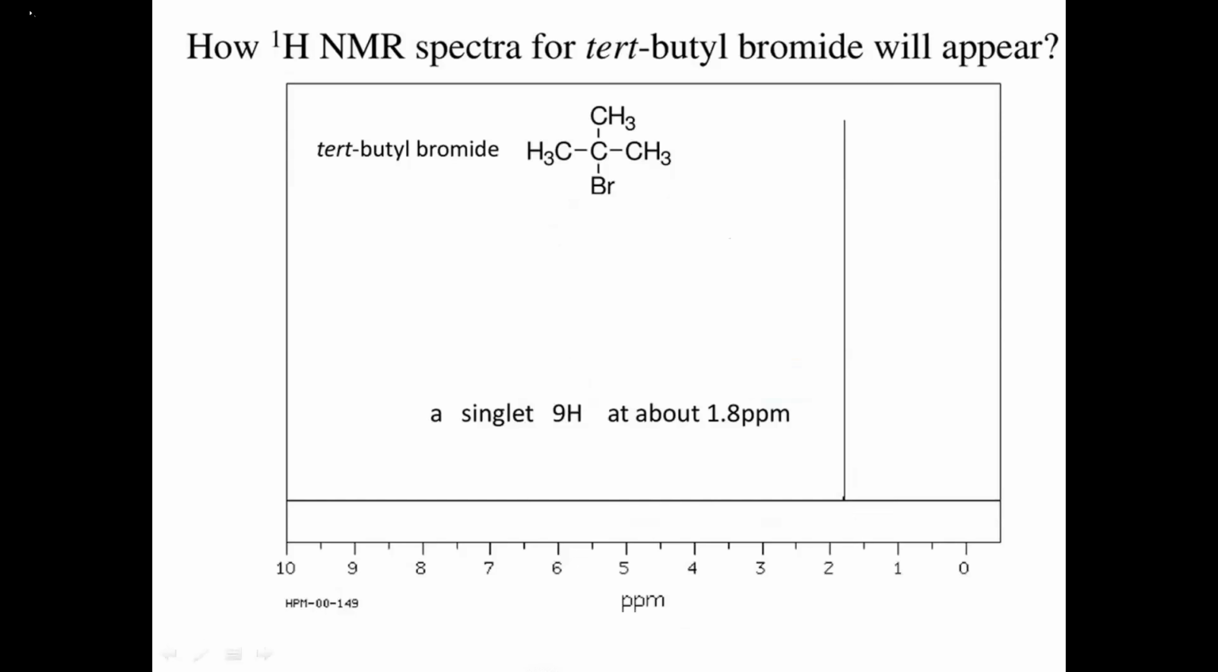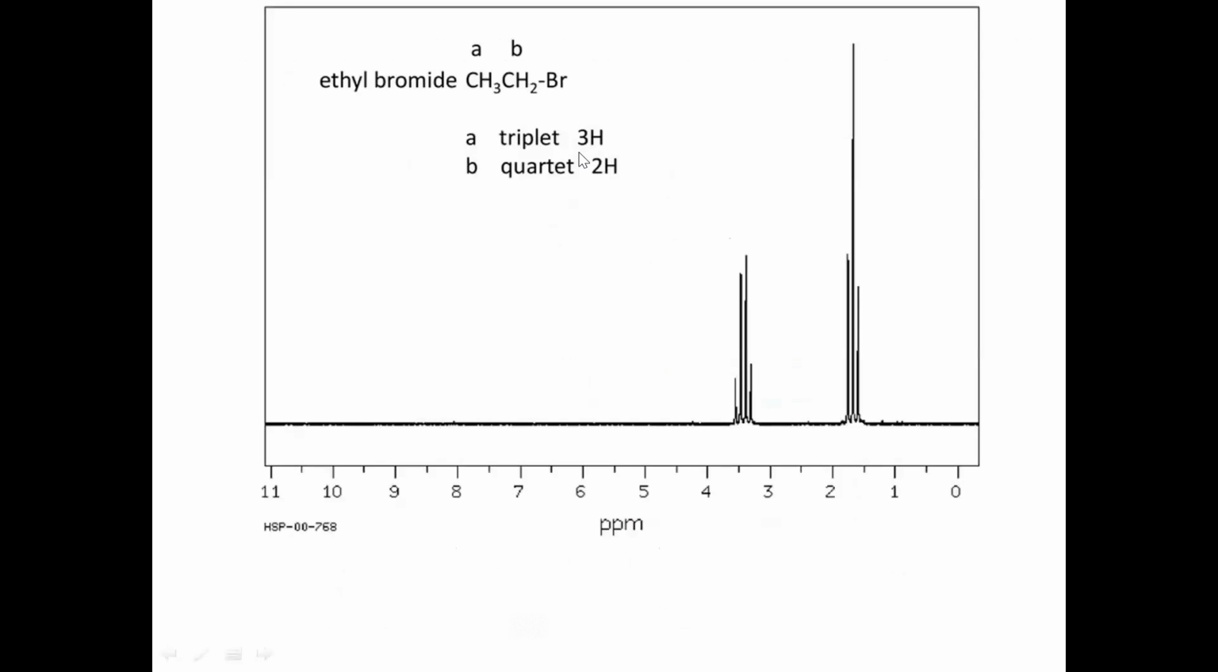Okay, similarly you can see this one, what happens here, the structure is tertiary butyl bromide. So 3 times 3 means 9 protons appear at 1.8 ppm. Okay, similarly you can see two types of protons are there, and for this CH2 a quartet appears, sorry, and for this CH3 a triplet will appear.